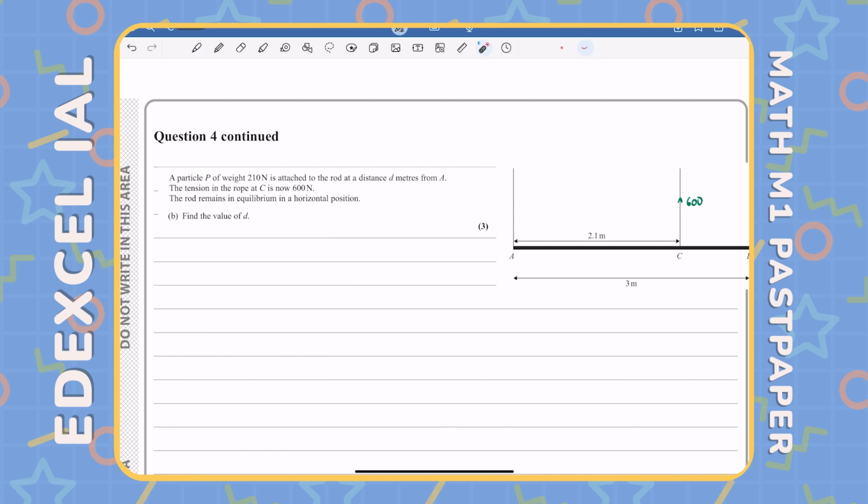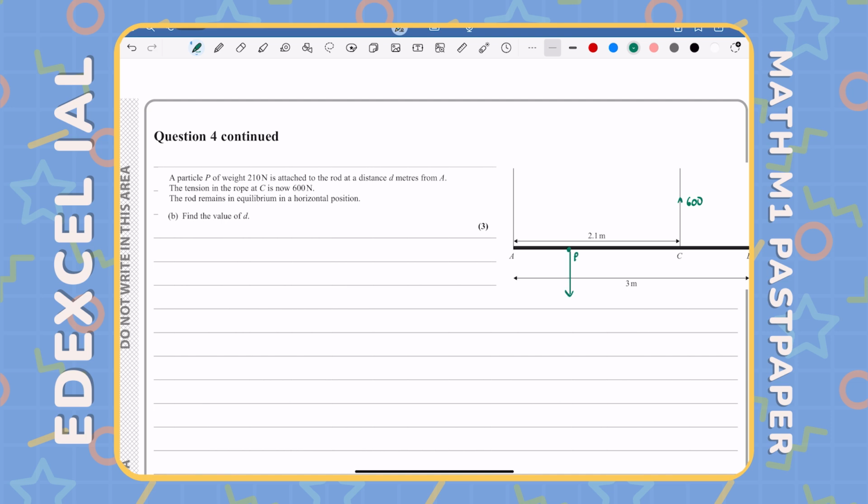First thing that you will notice is, yes, we know that the particle P of weight 210 newtons is attached and its distance from A is d meters, but we don't know whether d is greater than 2.1 or whether it's less than 2.1. Doesn't matter, you can place it anywhere. It's not going to make a difference. Ultimately, you just have to make sure that you form a correct equation. Let's just say it's somewhere over here. Once we get the answer, we'll find out whether it's actually here or not.